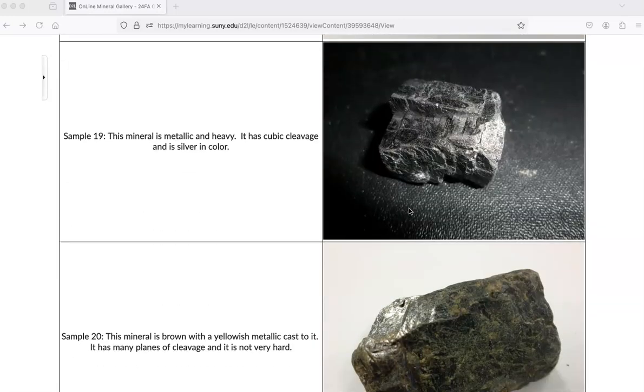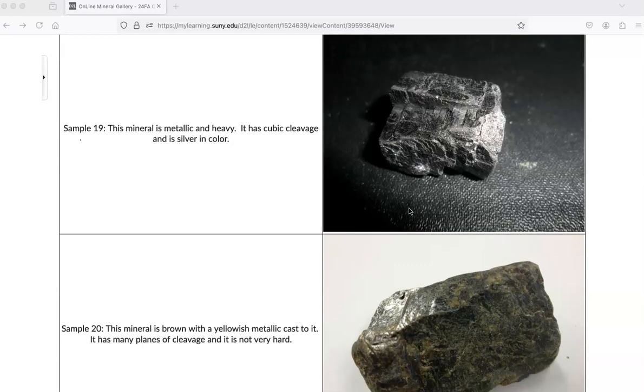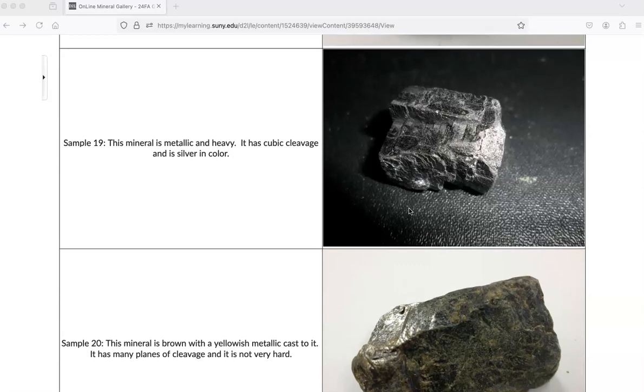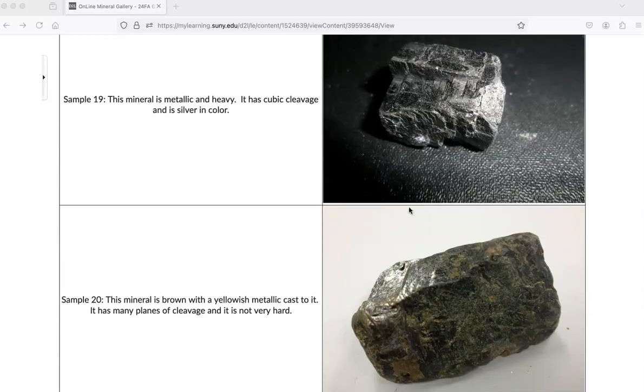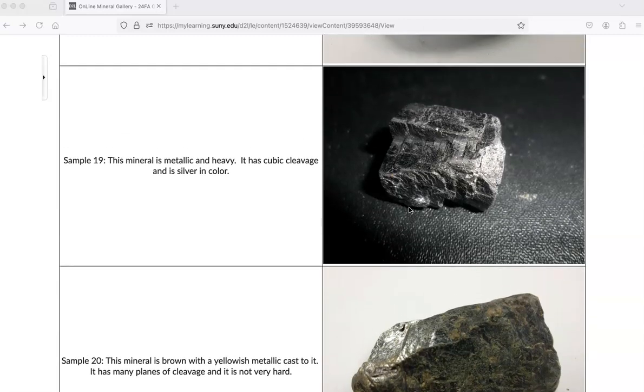All righty. Continuing on our trend of metallic, let's look at number 19. If 17 wasn't shiny enough for you, 18 wasn't shiny enough for you, 19 totally is. 19 is a great example of what cubic looks like, and of a high specific gravity as well. 19 is not a great example of a mineral to lick, to taste, or to chew on, though. We'll find out why in a minute.